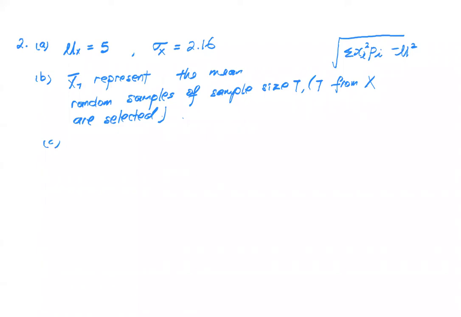So now find the mean. When you do this kind of question, always write it down like that: the mean of the sample mean is equal to the population mean, which is 5. Don't straight away write equal to 5. And the standard deviation of the sample mean distribution of sample size 7 is equal to the standard deviation of the population divided by square root of n. So this is 2.16 divided by square root of 7, and you get the answer.